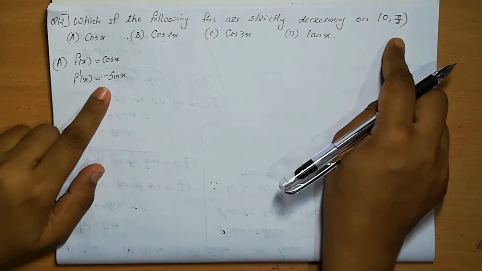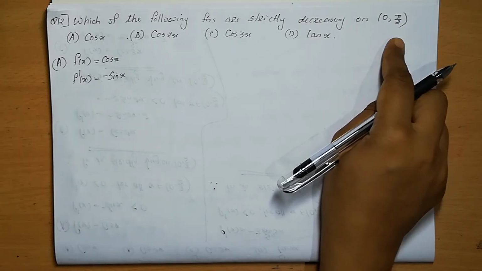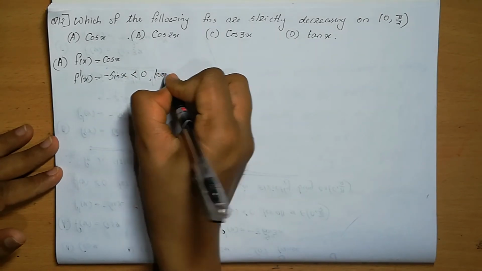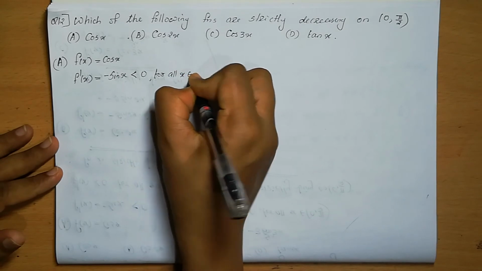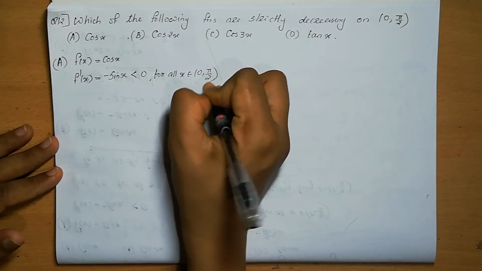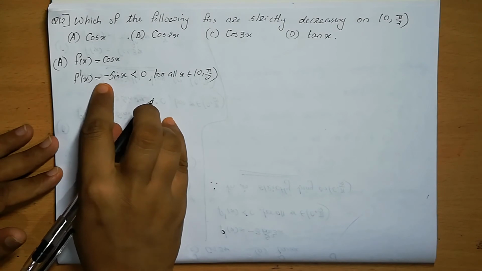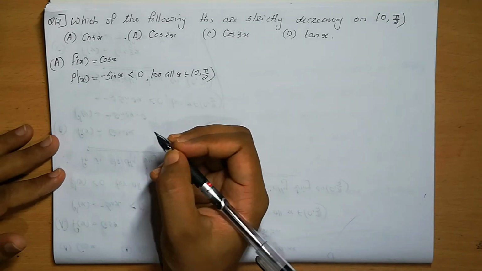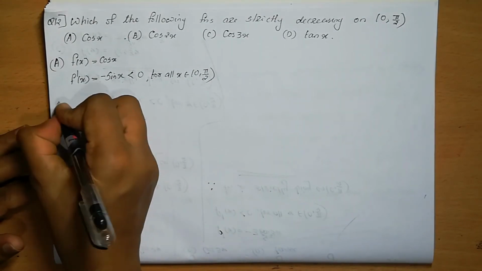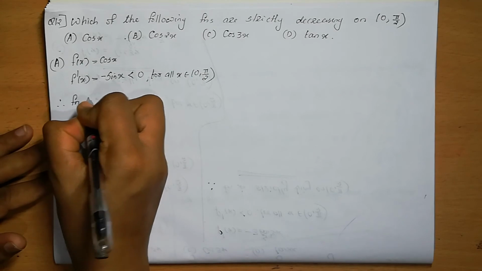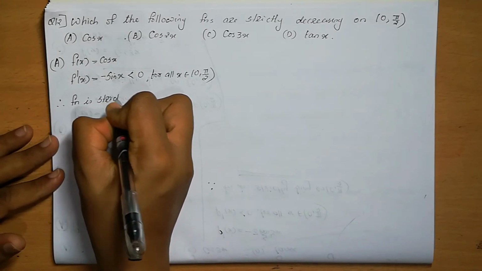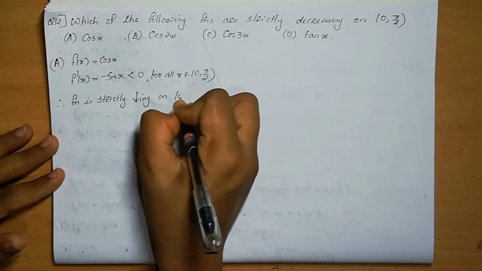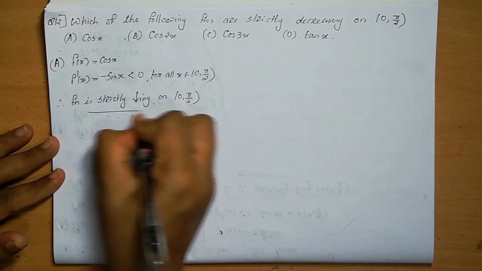But here one minus symbol is here, so what will happen? The value is less than 0 only. That means minus sin x is less than 0 for all x belongs to 0 to pi by 2. 0 to pi by 2 values are positive, but because of this minus sign, the value is less than 0. If it is less than 0 means what we can write? The function is strictly decreasing. F dash x is less than 0. Therefore, the function is strictly decreasing on 0 to pi by 2 we can conclude.